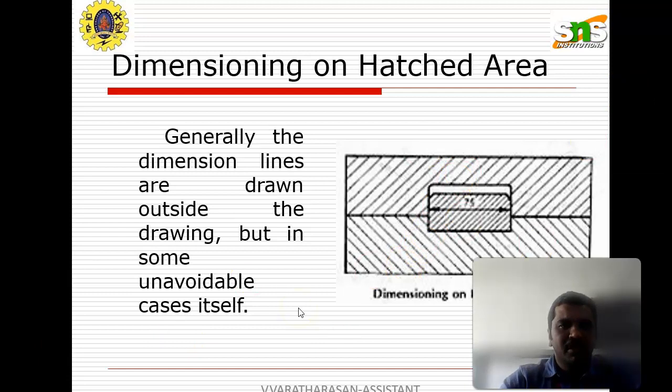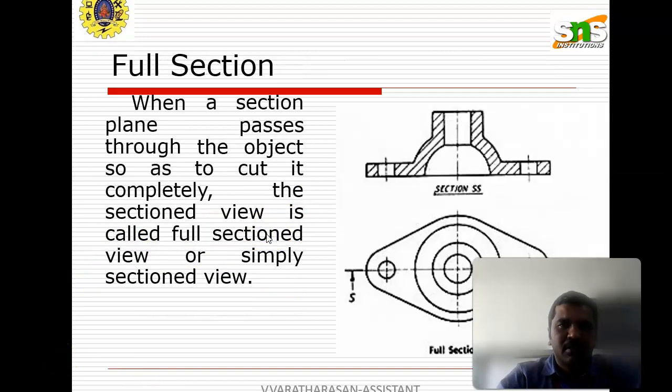For dimensions on the hatched area, generally the dimension lines are drawn outside the drawing, but in some unavoidable cases, we can draw like this, okay? The full section is shown like this. When the section plane passes through the object so as to cut it completely, the section view is called the full section view, or simply section view. So sectional surfaces, and also simply section view.